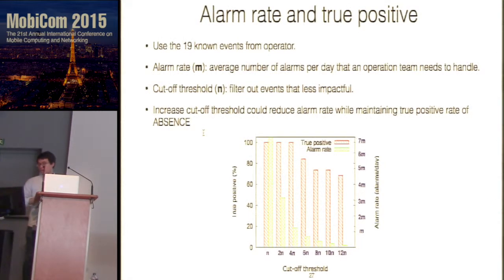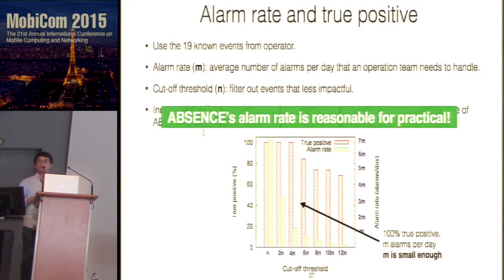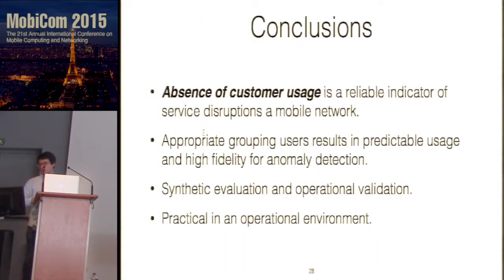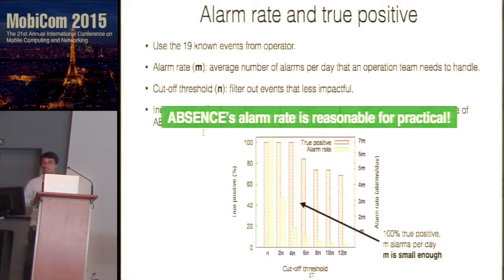Because of proprietary reasons, we cannot reveal the exact number of the cut-off threshold and the alarm rate, so we anonymize them as N and M. As we can see, if Epson uses N as the cut-off threshold, it can detect all of the events, and in the meantime it only generates an alarm rate of about M. And we confirm that M is small enough and reasonable enough for an operation team to handle. So Epson is practical in an operational environment.